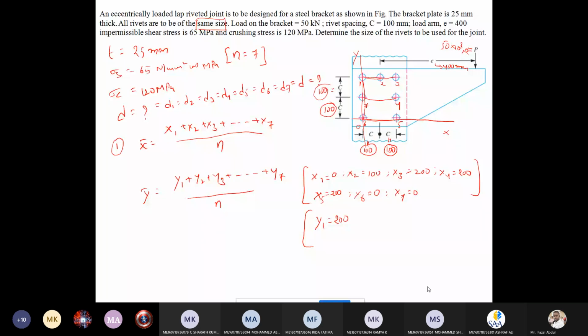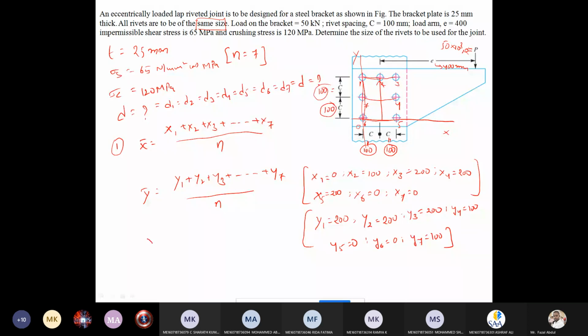So we were here. What is y2? y2 is the vertical distance from the horizontal axis. How much distance in total? 200. In the same manner, y3 is also 200. y4 is 100. y5 is 0. y6 is 0. y7 is 100. Okay, substitute all the values here.